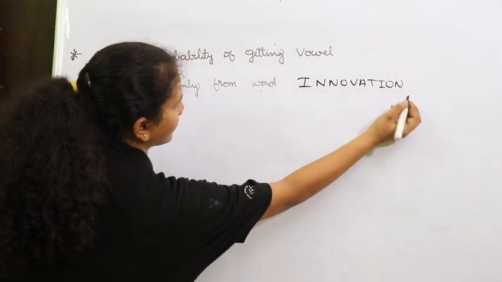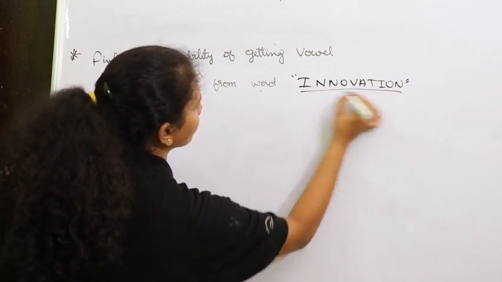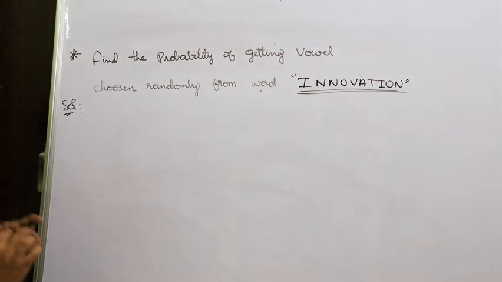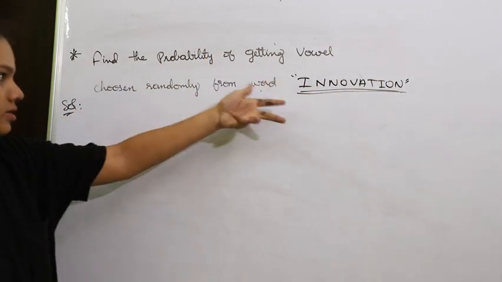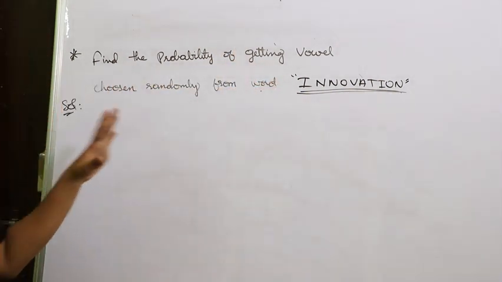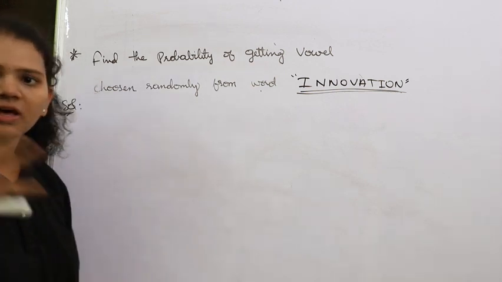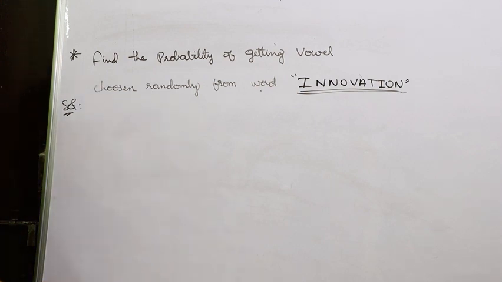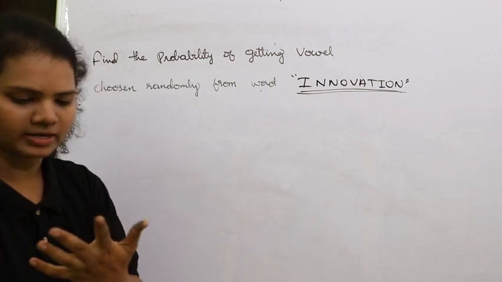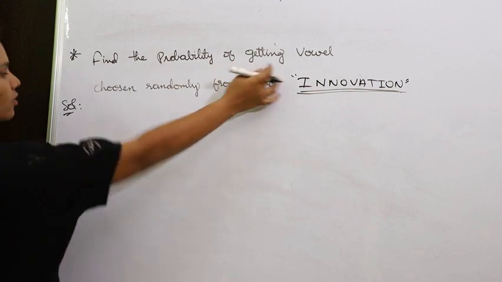This is I, okay, this is I. Innovation. So this is the given word, innovation. Now they are asking to find the probability of getting a vowel chosen randomly from the word innovation. Now we must find the probability, which is the number of outcomes by total number of outcomes, right? Probability has only one formula, guys. Now find the probability of getting a vowel.